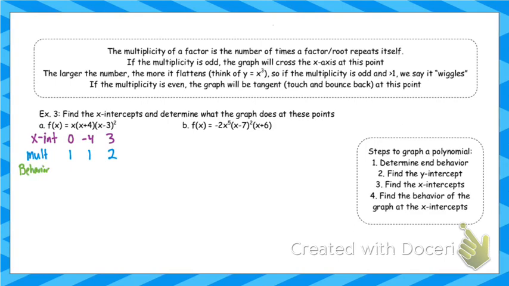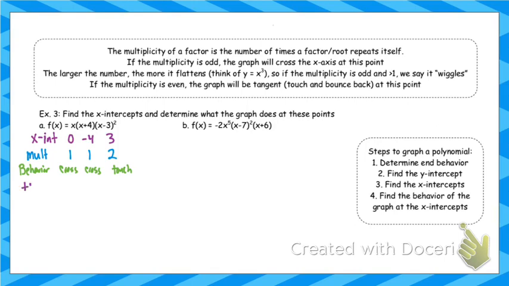So if the multiplicity is 1, our graph will cross. If the multiplicity is even, our graph is going to touch or bounce or be tangent. You can use any of those words. So this actually makes it really easy now to sketch our graph. The only other piece of information we need is our end behavior. Well, let's go ahead and review end behavior.